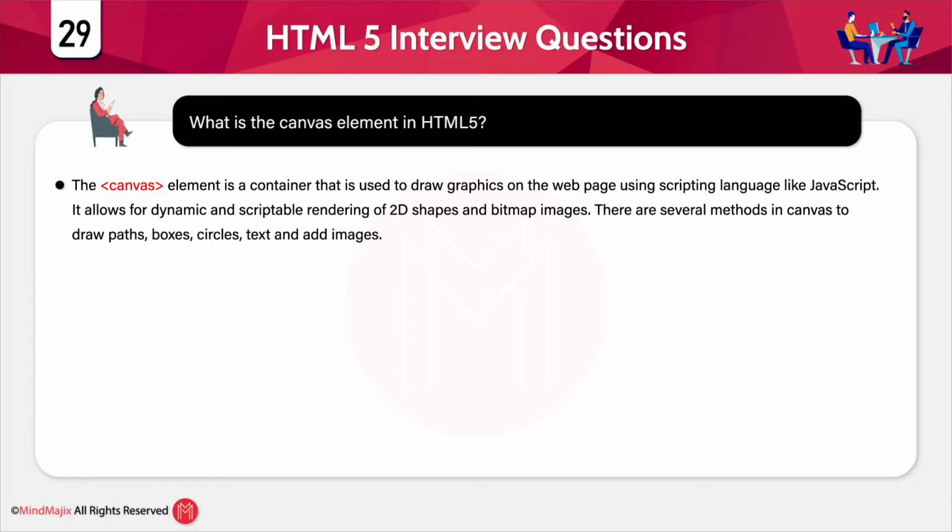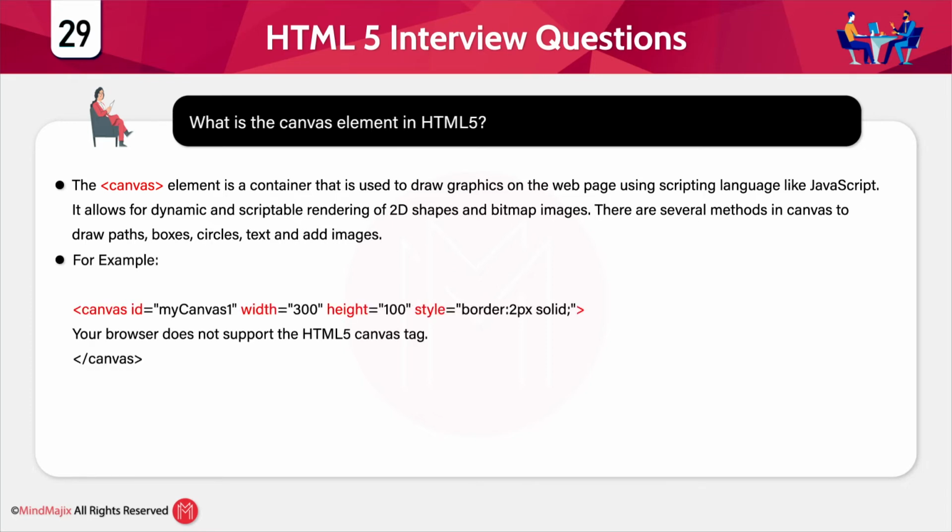We can add images. There are different graphical things that we can do using the canvas tag in HTML. See guys, the canvas tag has an ID, some name, width equal to 300, height equal to 100, and the style is border 2 pixel and solid. Your browser does not support HTML5 canvas tag. This is how it will be displayed, with a 2 pixel solid border, with some red color like that.